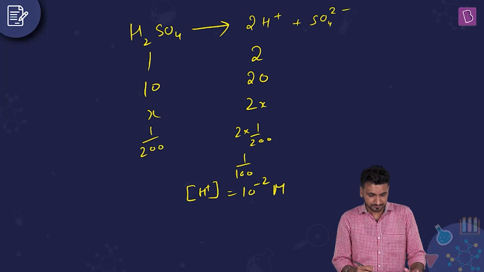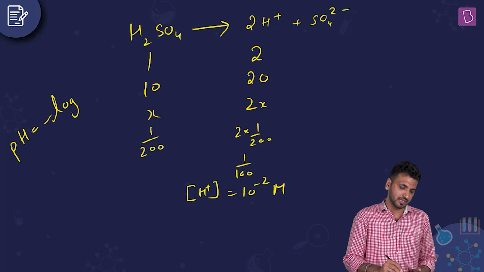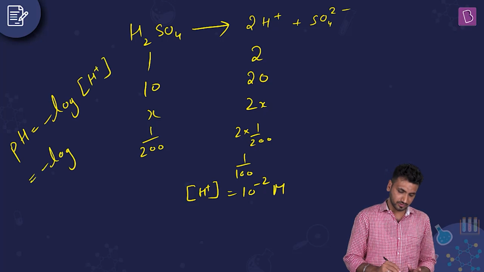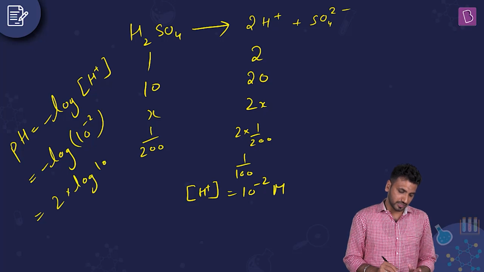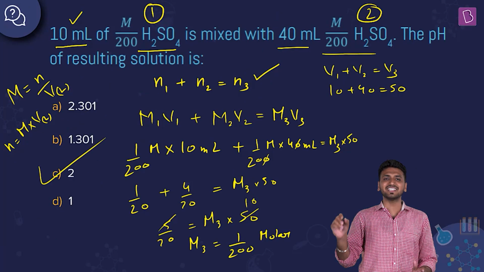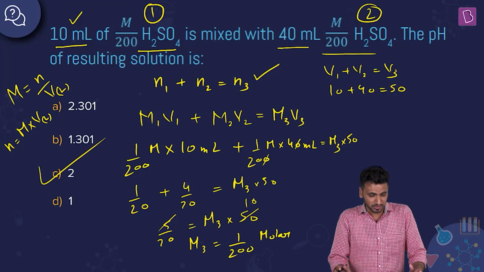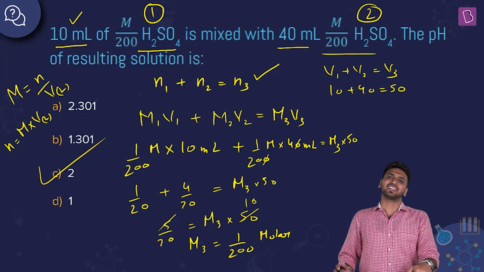Okay. pH. Formula for pH is minus log of H plus. So can I say minus log of 10 to the power minus 2, and minus 2 will come in front, minus minus plus 2 into log 10. Log base 10 of 10 will be 1, so 2. Answer is pH is 2. Option number C is going to be the right answer to this question. And with that, we conclude this question. Thank you.